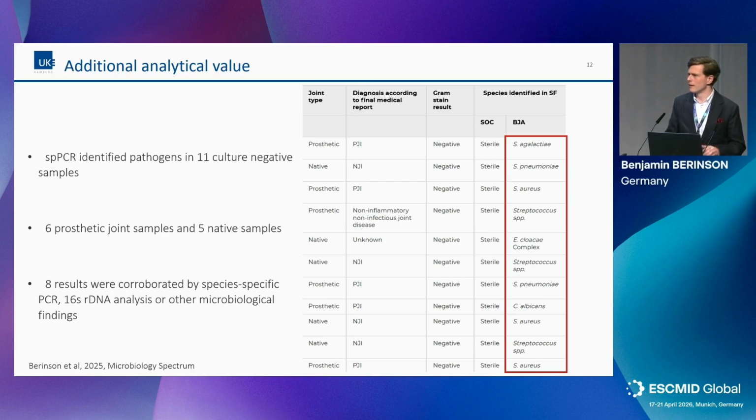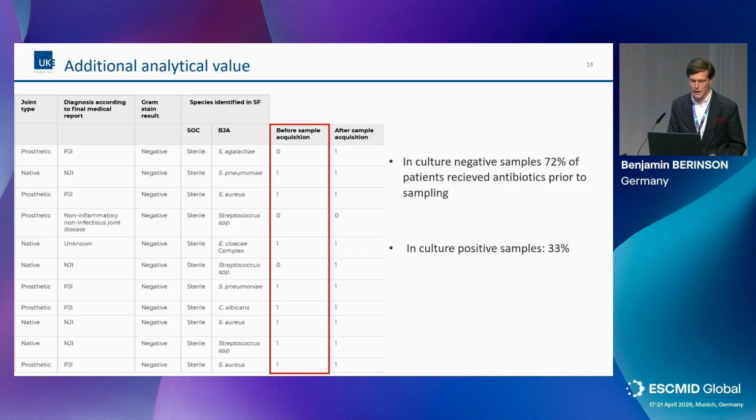As I already mentioned, regarding interpretation, it's important to dig a little deeper to see if these are just, for example, false positives. So we had a closer look, and 8 results could be corroborated by either species-specific PCR, 16S rDNA analysis, or other microbiological findings, for example, in follow-up tissue specimens. Only 3 results couldn't be further investigated due to a lack of more synovial fluid. And then one could also ask the question, why was that the case?